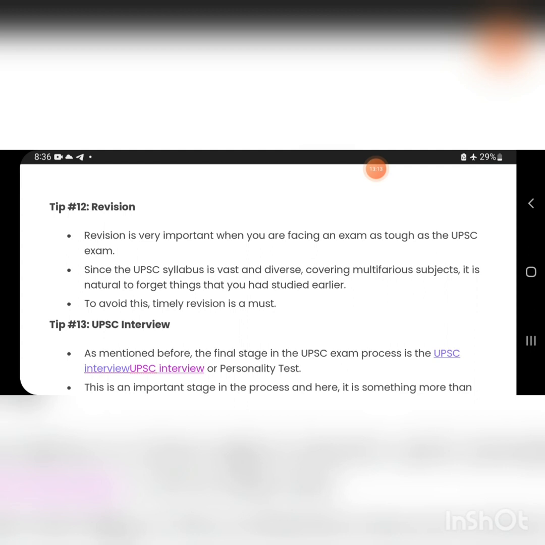Point number 12 is the revision. Revision is very important when you are facing an exam as tough as the UPSC exam. Since the UPSC syllabus is vast and diverse, covering multifarious subjects, it is natural to forget things that you studied hard later. To avoid this, timely revision is a must.